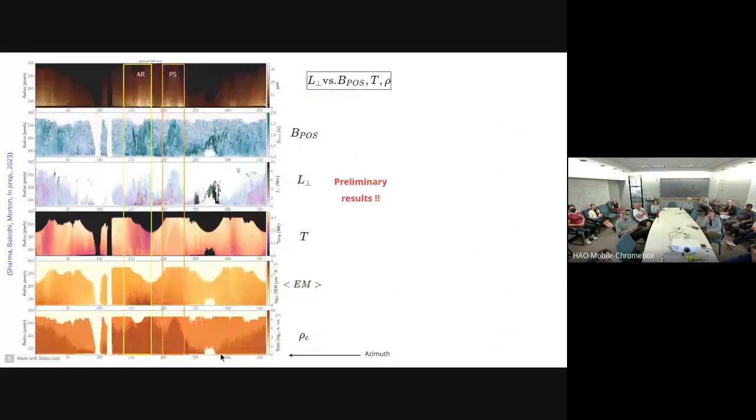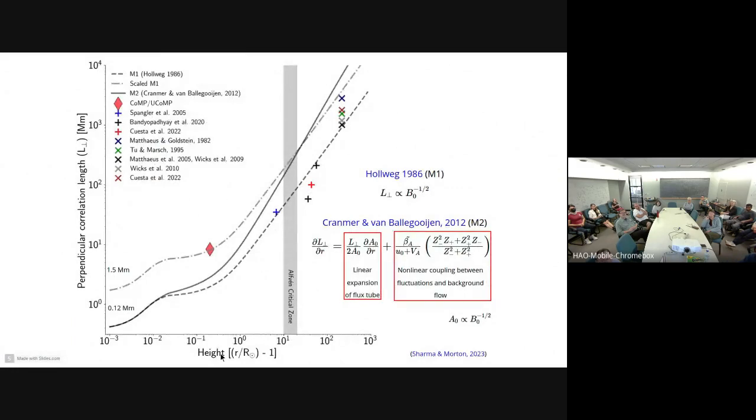Now, moving back, here is the estimation that we get from the COMP, which is the first one being taken so close to the sun, and how it compares to the other estimates that were taken in the interplanetary medium. So here the x-axis is the height above the photosphere, and the y-axis is the perpendicular correlation length. We have used two different models as well. The dashed line is model 1, which is coming from Hollweg in 1986. The solid line is from Stephen Kramer and Van Ballegooijen in 2012.